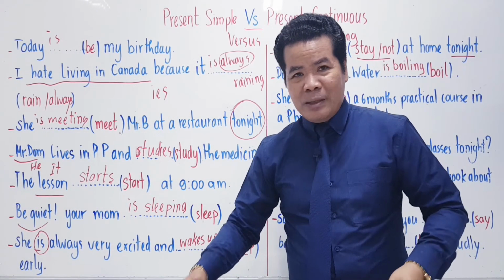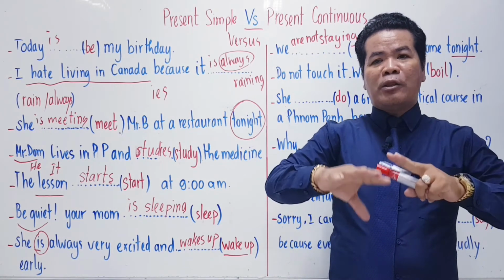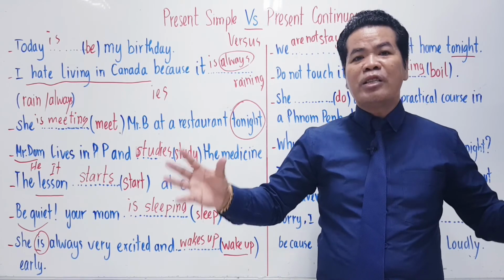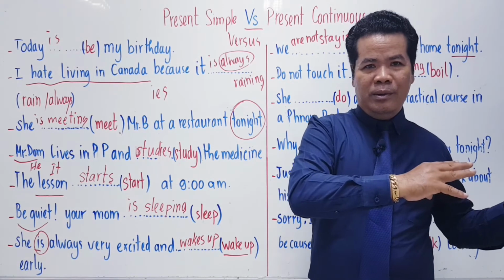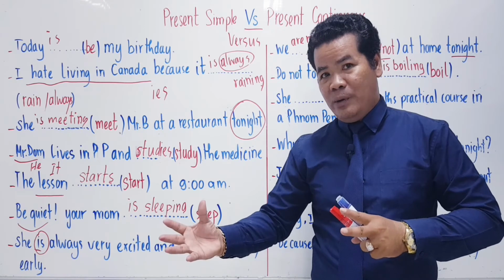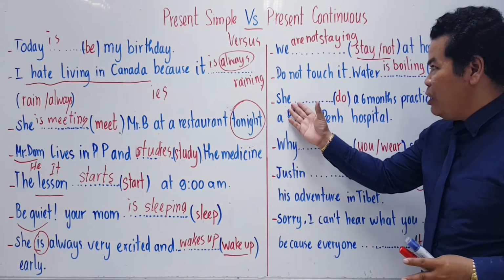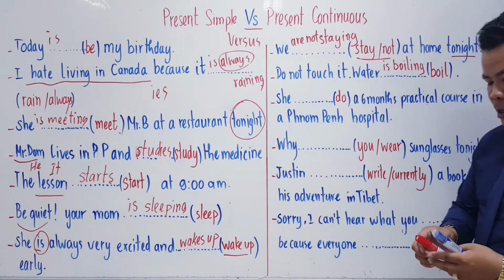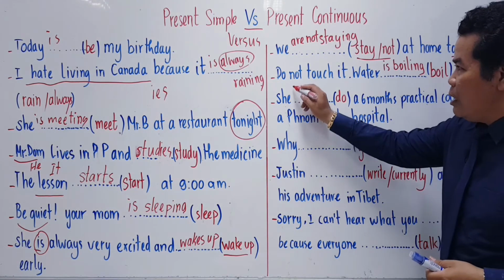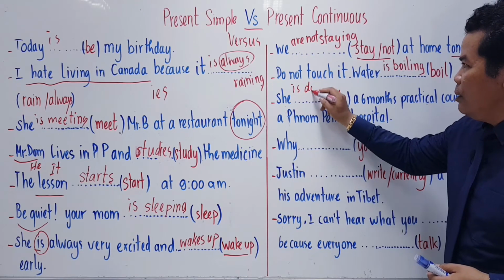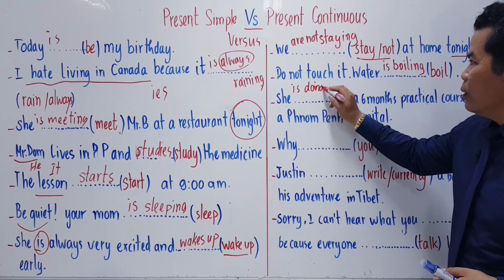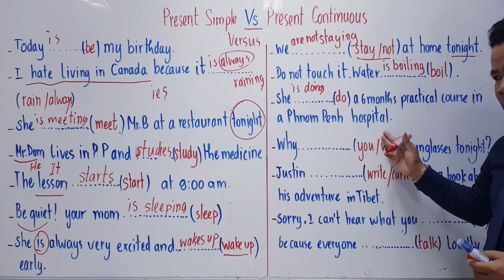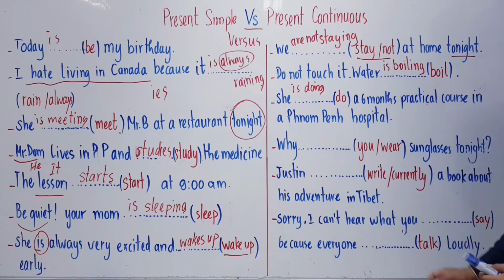But what is it talking about? It is talking about the course, the period of the 6-month course. She is doing it in the hospital. She is working in the hospital. You understand? So what we have here is the present progressive, not present simple. So what do you say? She is doing a 6-month practical course in Phnom Penh Hospital. Right? Look at the next example.